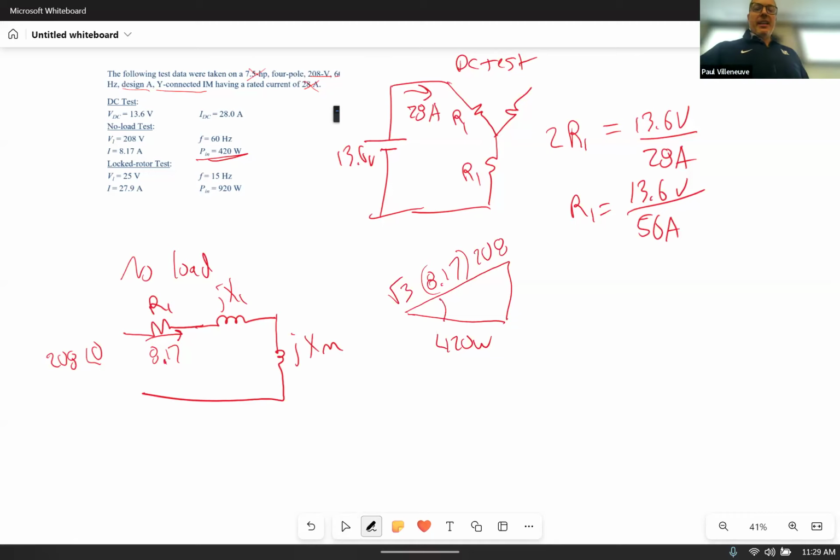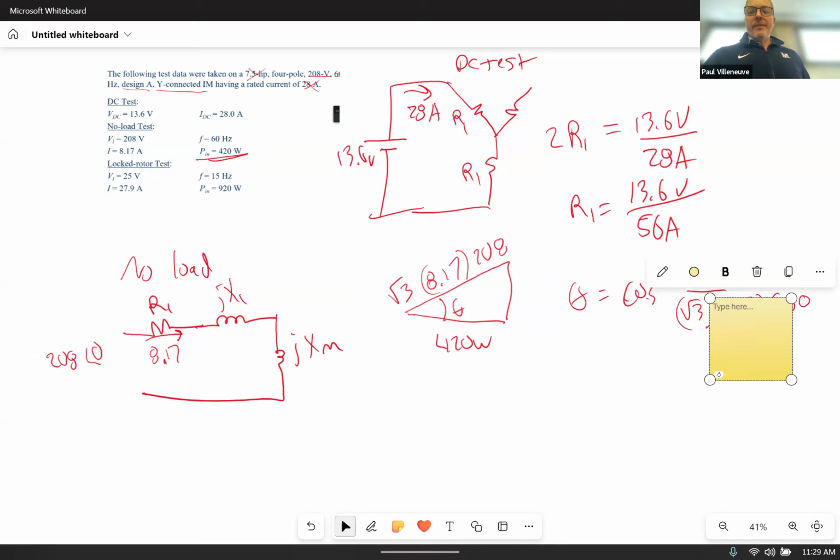Now I should be able to calculate theta as equal to the inverse tangent, or inverse cosine, sorry. In my other class, I was talking about tangents, so I'm thinking about tangents today. So that's going to be equal to the inverse cosine of 420 over the square root of 3, 8.17, and 208.